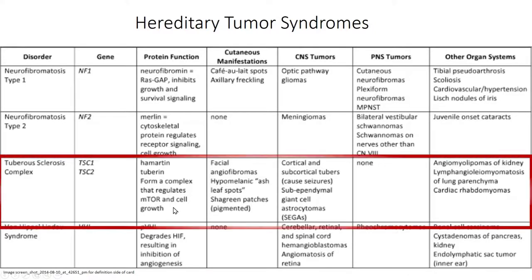And so tuberous sclerosis is a hereditary tumor syndrome complex that's associated with gene alterations in TSC1 and TSC2. And the way that I remember which protein is associated with which is hamartin comes first in the alphabet and tuberin comes second in the alphabet, and that's the way that I remember it. There are a lot of findings outside of the CNS that you can see in tuberous sclerosis. Inside the CNS, it's mainly cortical tubers, subcortical tubers, and also SEGAs.